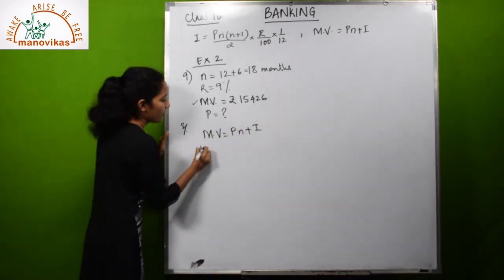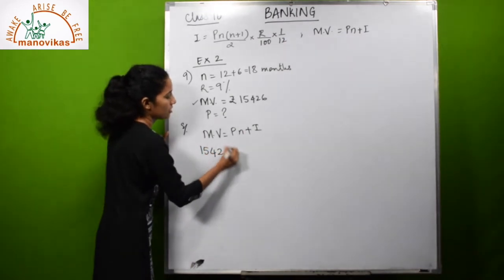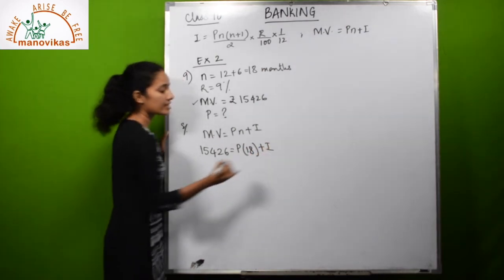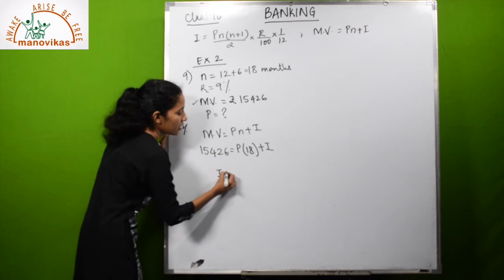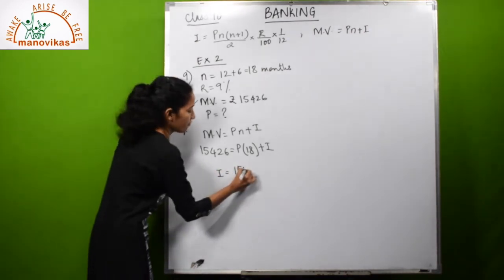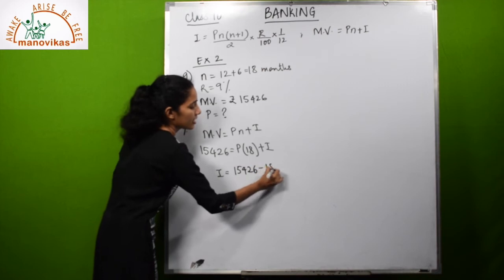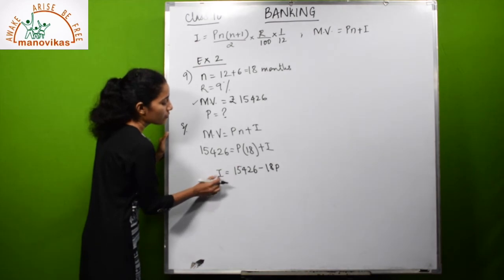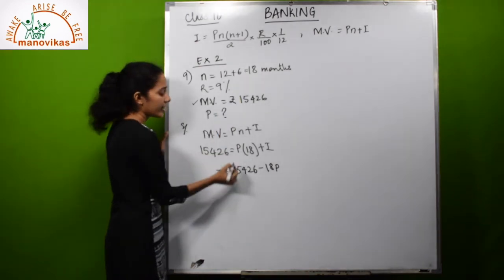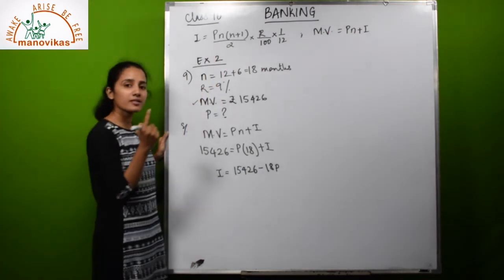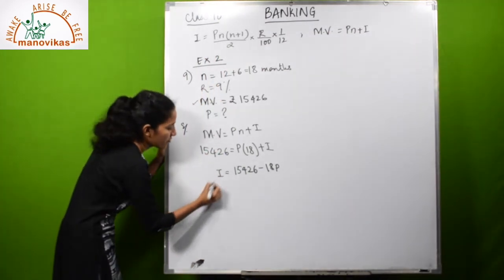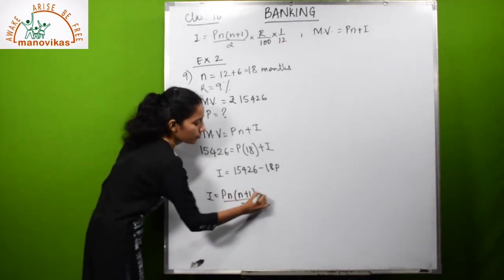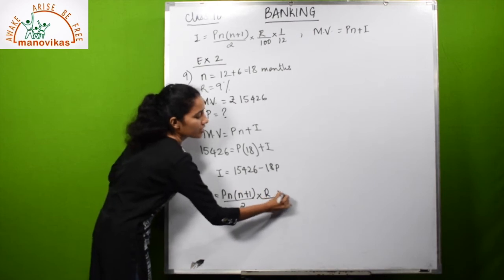So substituting 15426, P you do not know, and N is 18. Again, we do not know what I is. So from here we'll obtain interest. So interest is 15426 minus 18P. Now we will be using the interest formula, and in that we will have only one unknown, that is P. So substituting, you have I is equal to Pn(n+1)/2 into R divided by 100 into 1 upon 12.